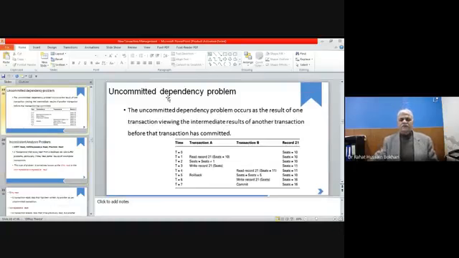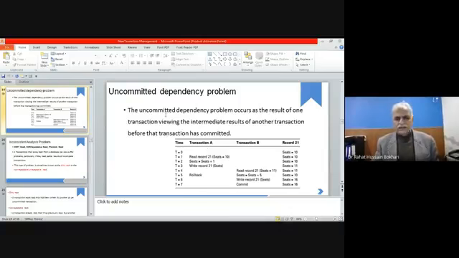Now the uncommitted dependency problem. It may happen that an uncommitted dependency occurs as a result of one transaction viewing the intermediate result of another transaction before that transaction has been committed. For example, transaction 1 is being carried out and still has not been fully, successfully committed. Within that intermediate period, other transactions are intervening and viewing the data. If such a scenario occurs, it is called the uncommitted dependency problem.